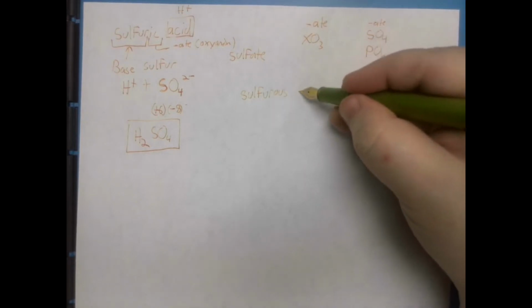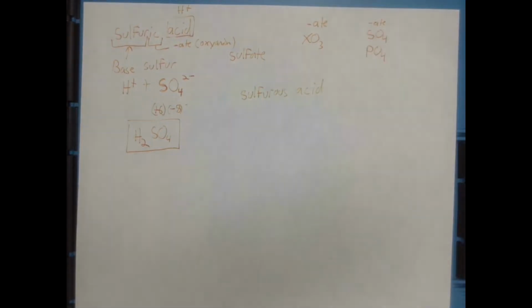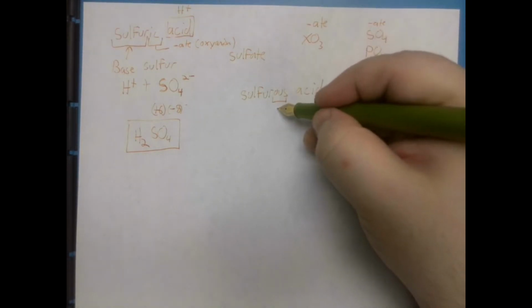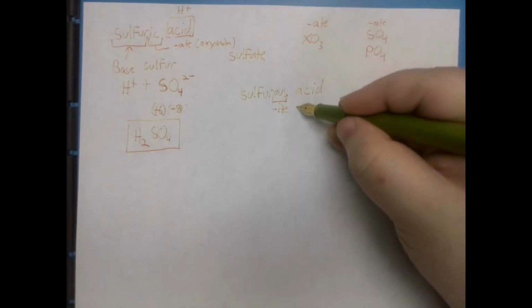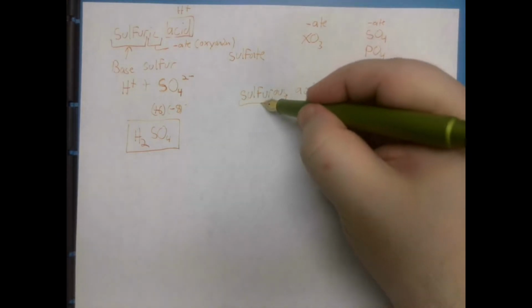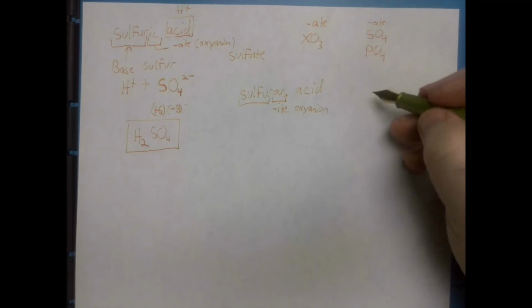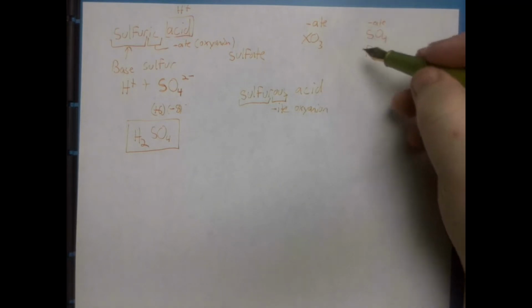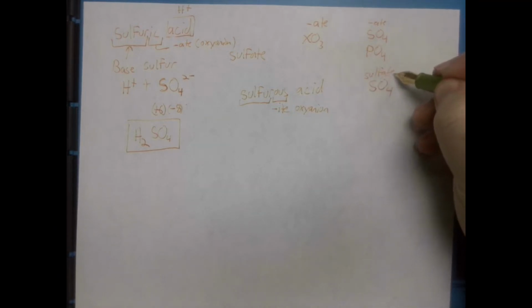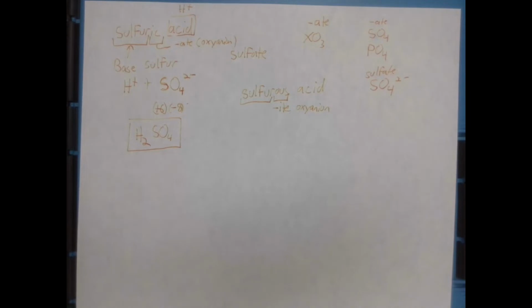Sulfurous acid, same thing. So this tells us this is going to form an -ite oxyanion. And this tells us our base. So we know the -ate version, sulfate, is this. We've already figured that out.